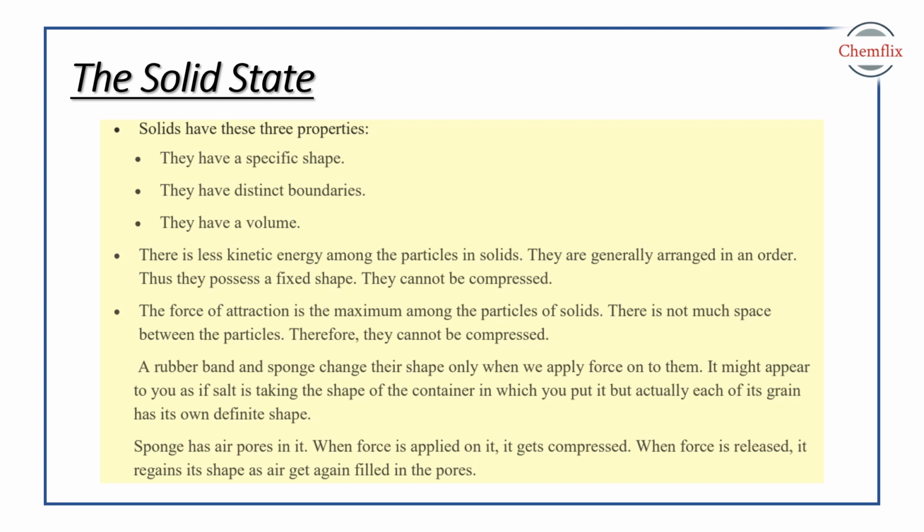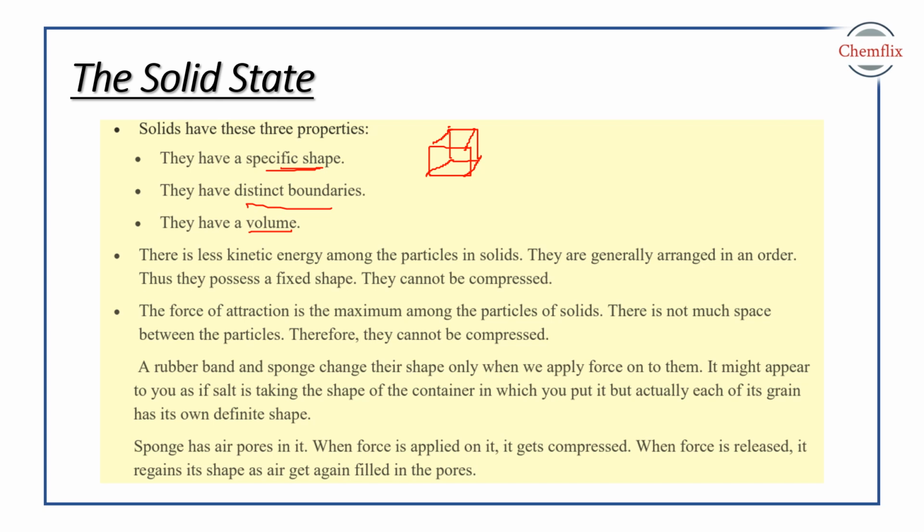Now we are going to the solid state. Solids have these three properties. They have a specific shape, they have distinct boundaries, and they have a volume. Think about an ice cube. I'll draw an ice cube here. It's a cube, so it has a definite shape. What is the shape here? It is a cube. It has a distinct boundary and it has a volume.